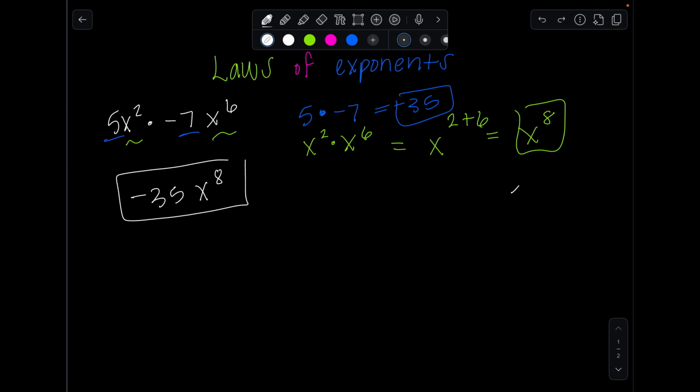The reason why it's x to the 8th power is because x squared means x times x, and x to the 6th power means x times x times x times x times x times x. So you're multiplying the same number to itself 8 times. You count those up, you get 8 x's. That's the theory behind it. So this is called the product rule.